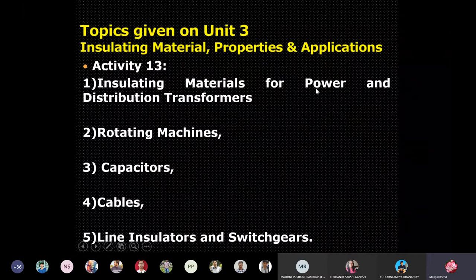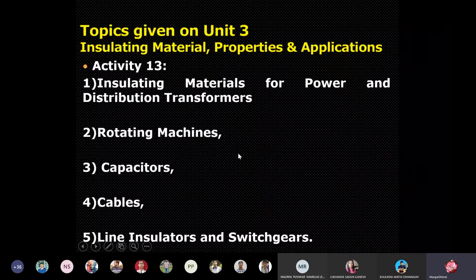Rotating machines is the second topic: motors, what insulating materials are used, where they are used, cut sections of the machines. You can demonstrate it, or capacitors, cables, line insulators and switchgears. So for this activity you have to give the topic by Sunday, and then next week, after 19th, on Saturday we will complete that activity in the Saturday lecture. If you select this, we will complete your 10 minute presentation in the Saturday lecture part B, so that your part B activity 13 will be completed.